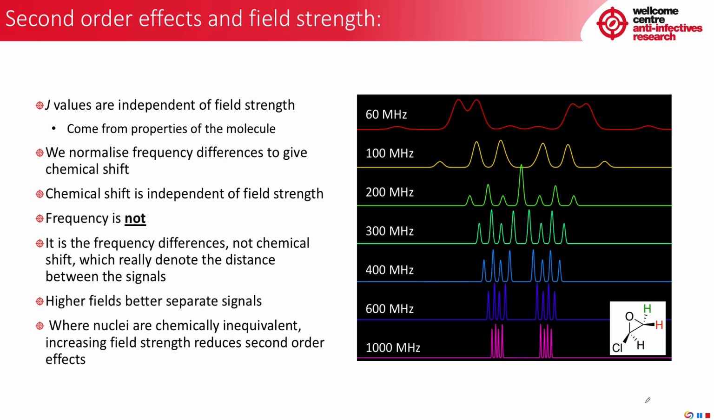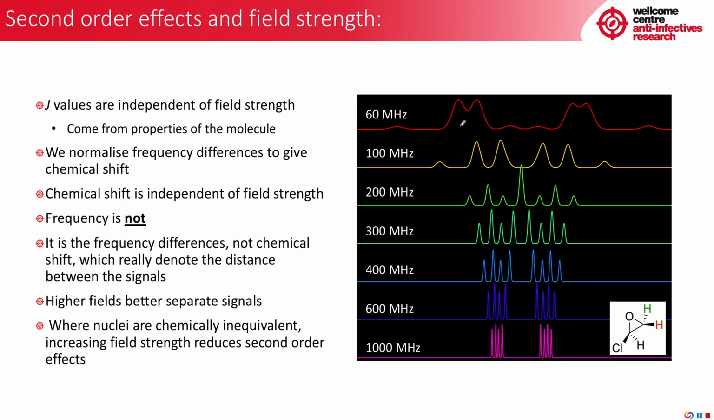This means that if the nuclei are chemically inequivalent, increasing the field strength is likely to increase the chemical shift difference, and so they will converge less often on the J value, and you will get less second order effects. And I think it's easier to show this with an illustration. So here we have our chloroepoxide example. And this is the same signal. It is simulated from 60 to 1000 megahertz. We can see at 60 megahertz we end up with a strange, fairly complicated signal, and it's very wide.